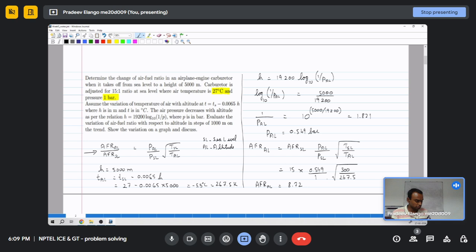Air fuel ratio is actually what? Mass of air divided by mass of fuel. It can be mass rate or directly mass per cycle. So both will be kg of air by kg of fuel. So there won't be any units. It is a ratio.